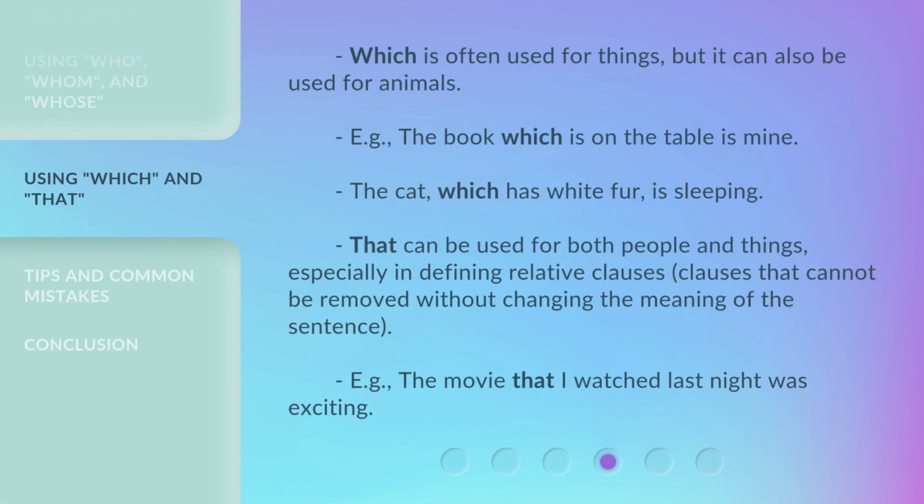Which is often used for things, but it can also be used for animals. E.g., the book which is on the table is mine. The cat, which has white fur, is sleeping. That can be used for both people and things, especially in defining relative clauses, clauses that cannot be removed without changing the meaning of the sentence. E.g., the movie that I watched last night was exciting.